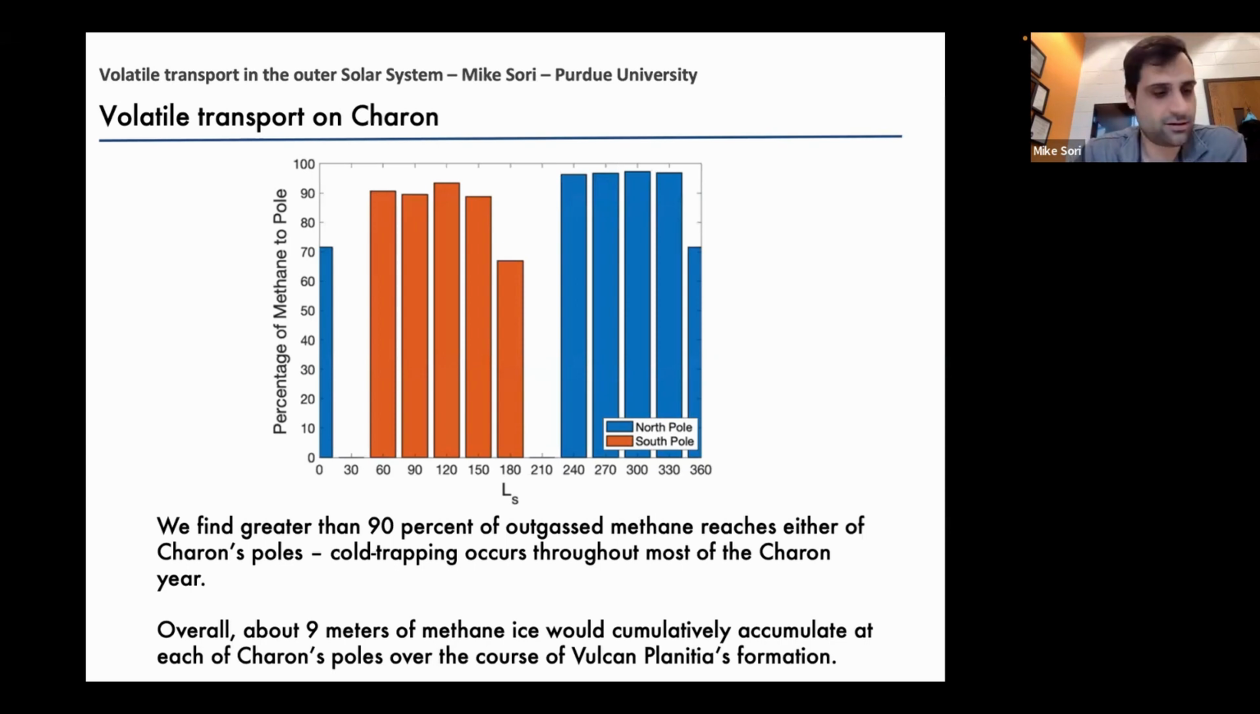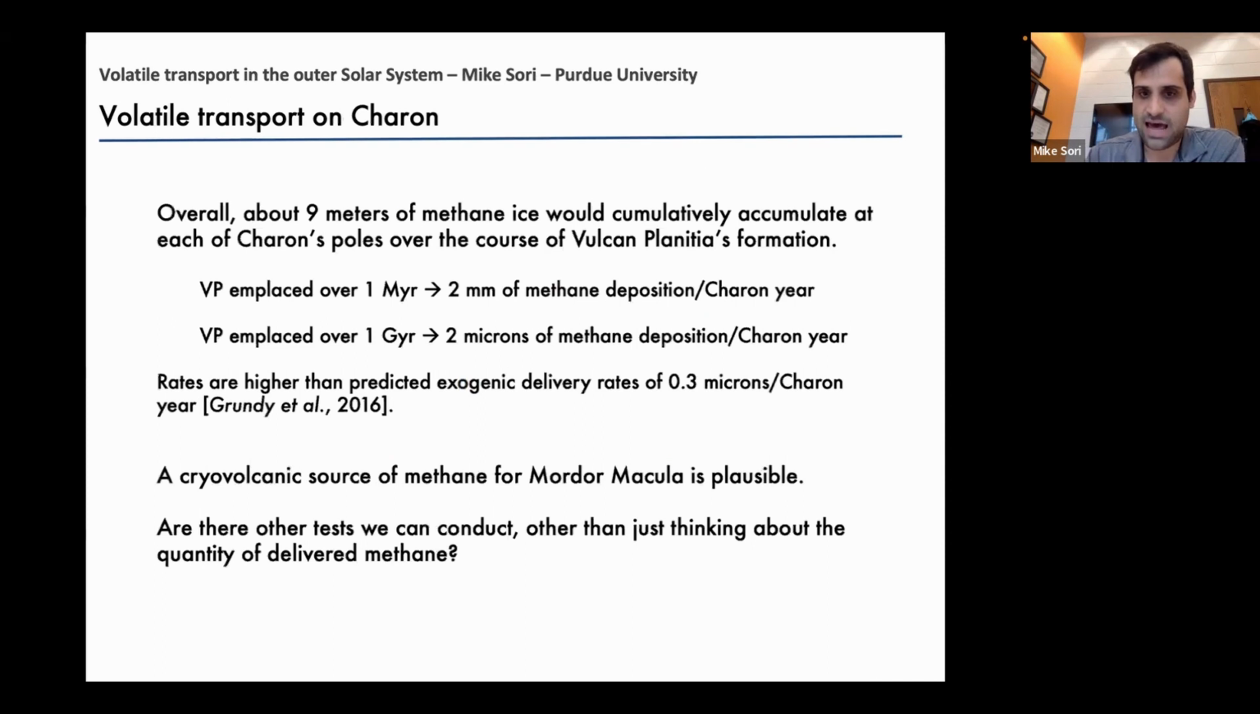So to convert that into a rate, you need to know the time scale over which Vulcan Planitia formed, which we do not know, but we at least have an upper limit. It can't be more than billions of years, right? Because it's 4.5 billion years old, presumably, like the other objects in the solar system. So over billion-year timescales, you get microns of methane deposition at the poles per Charon year. If you can emplace Vulcan Planitia relatively quickly, in, say, 1 million years, you get millimeters.